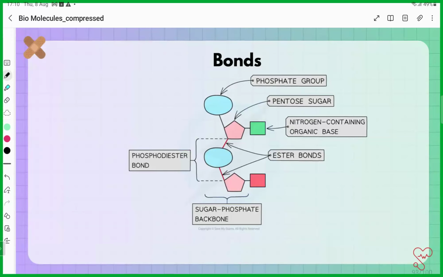Pentose means a 5-carbon sugar, ribose. Then a nitrogen-containing organic base, ester bonds, the phosphodiester bond. Here we are speaking about the bonds between the nucleotides. Between nucleotides we have the phosphodiester bond, and between the bases we have hydrogen bonds. If you remember, this is the DNA, the double helix. Here we have nucleotide, nucleotide, nucleotide, nucleotide.